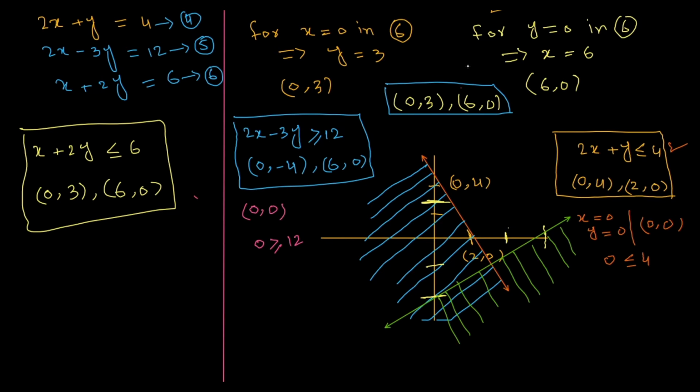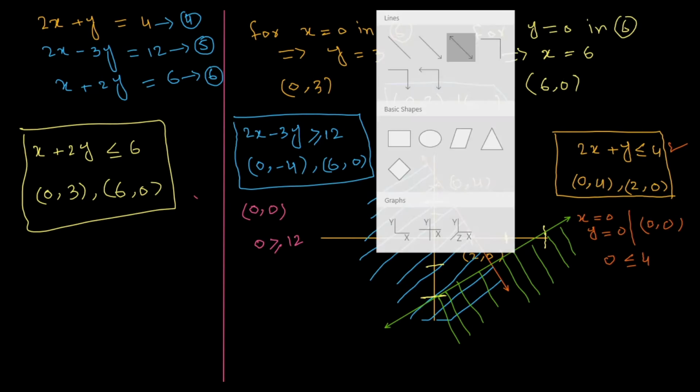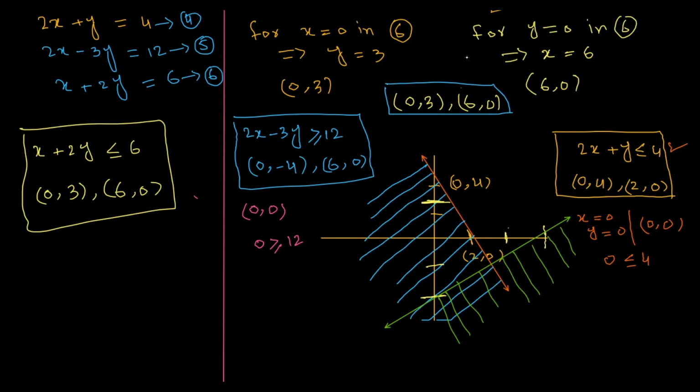Now we are going to draw these 2 points: 0, 3 and 6, 0. So this point is 0, 3 and this is 6, 0. We will draw a line from these 2 points. Let me draw the line from these 2 points. The line will be just like this.